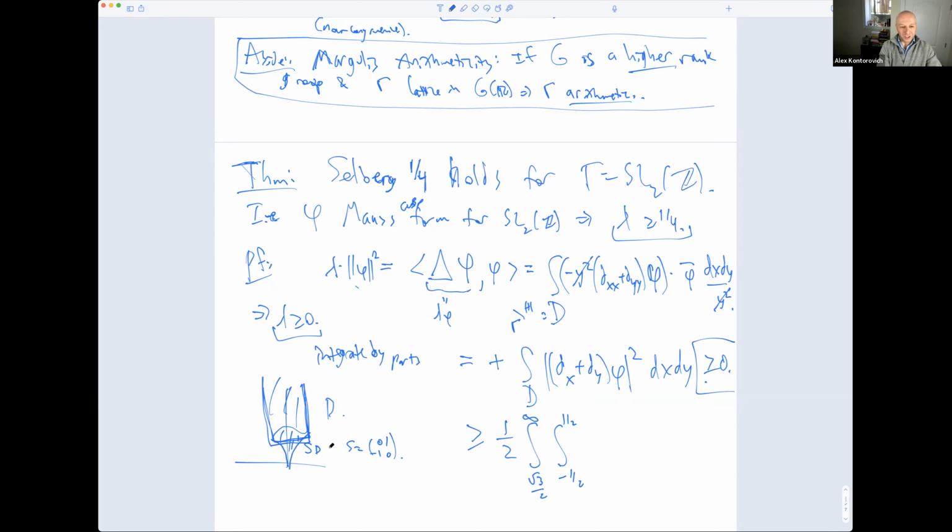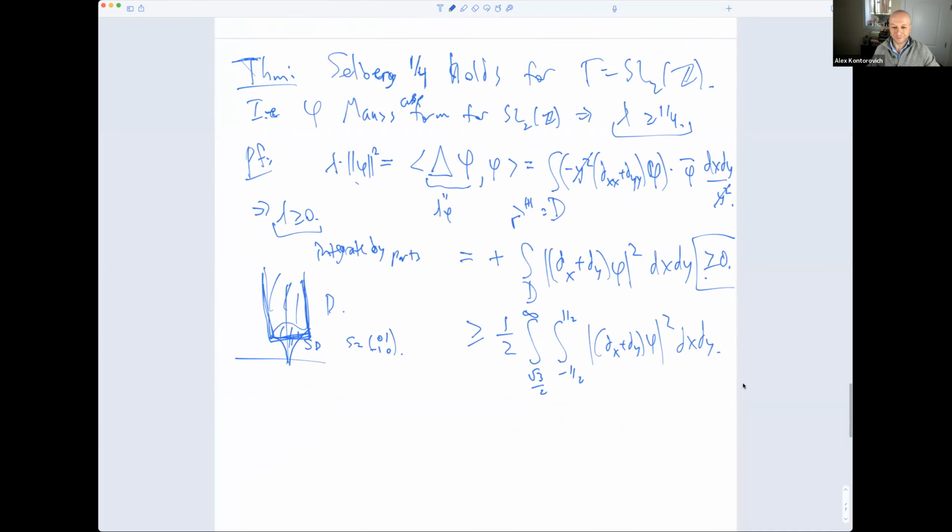Okay. So I'm going to double the integral and halve it, and then I'll forget a whole bunch of the integral. I'll only take the part from y equals √3/2 up to infinity, and x from minus a half to a half, of the same thing, grad phi squared dx dy. No problem there.